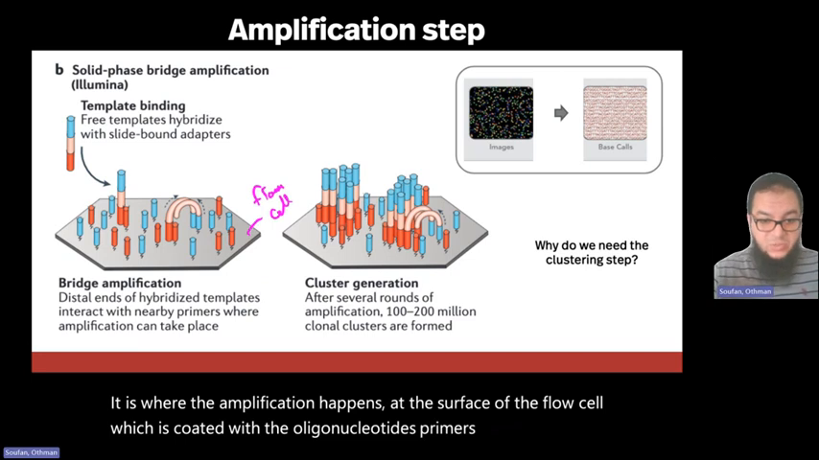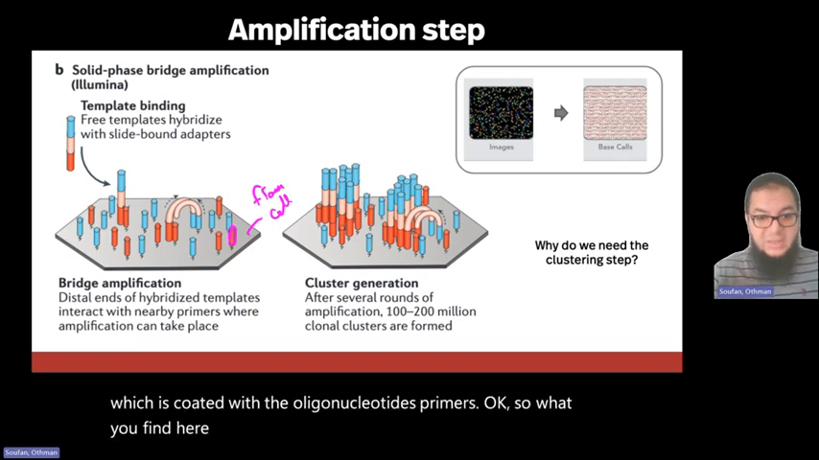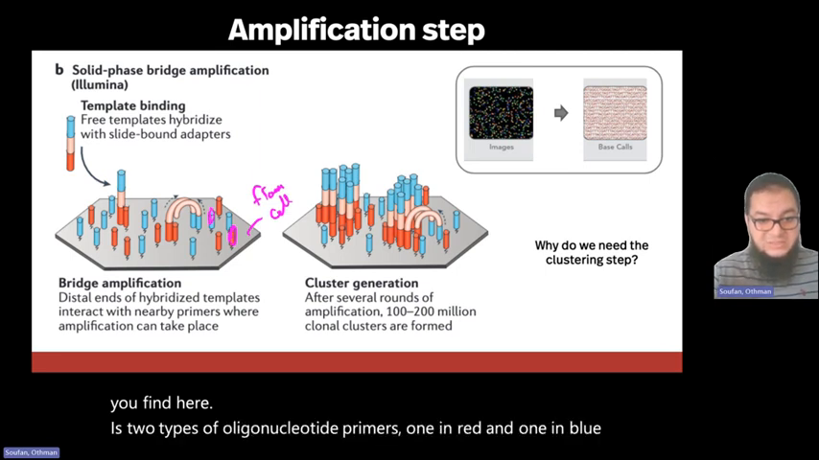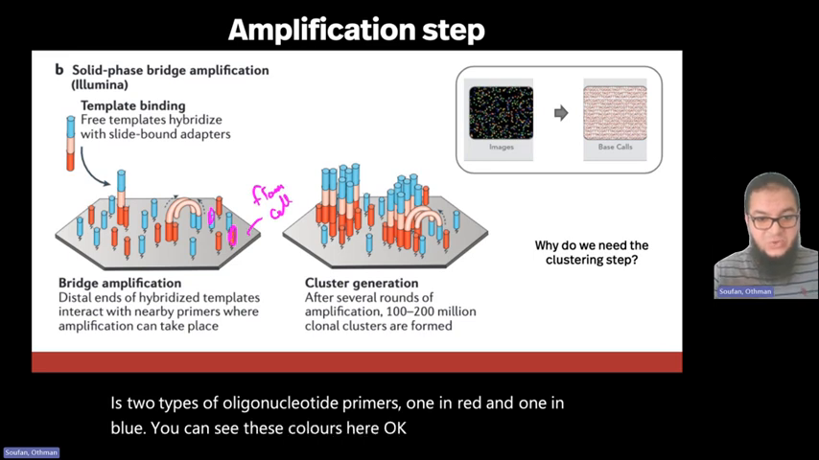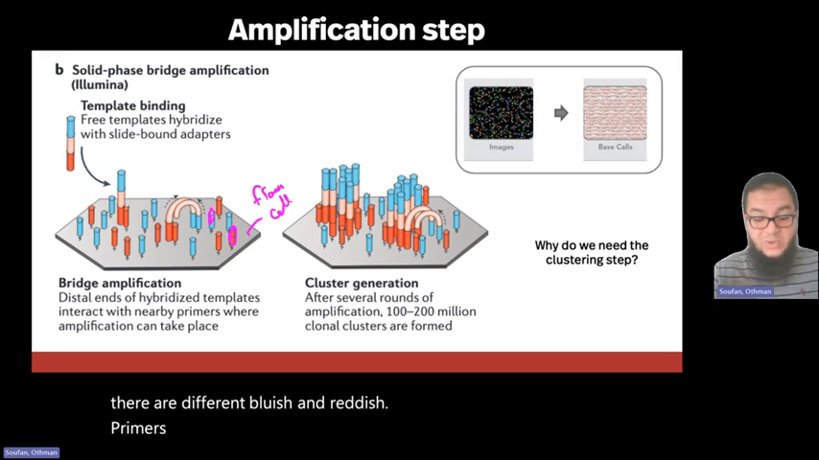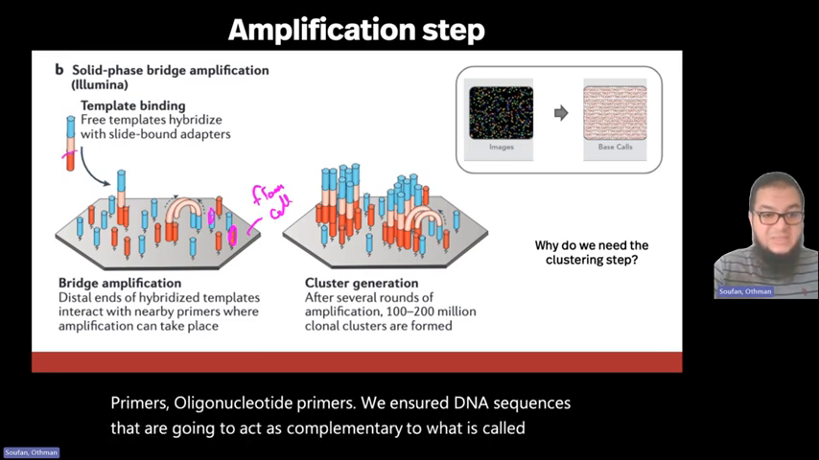Okay, so what you find here is two types of oligonucleotide primers, one in red and one in blue. You can see these colors here. On this flow cell itself, there are different bluish and reddish primers, oligonucleotide primers, meaning short DNA sequences that are going to act as complementary to what are called adapter sequences.